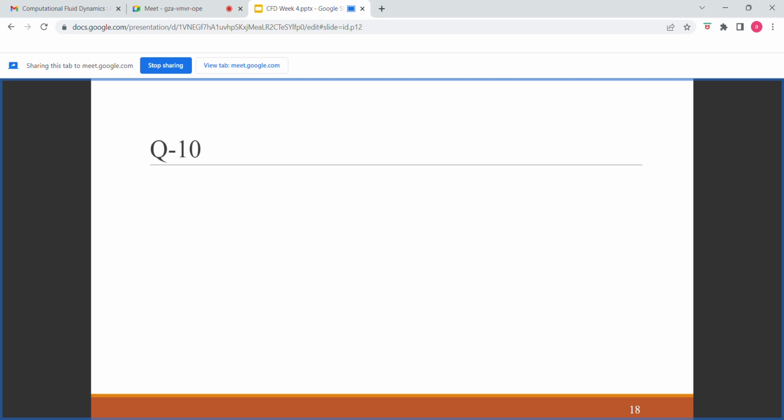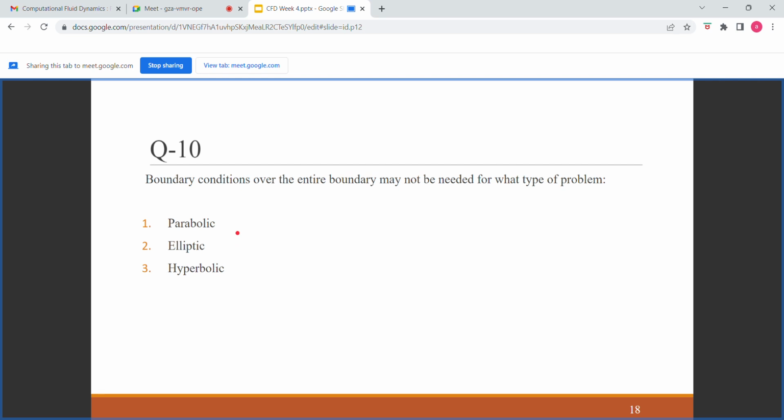In question 10, it is asked that boundary conditions over the entire boundary may not be needed for what type of problem? The options are parabolic, elliptic, hyperbolic, and none of the above. And the answer to this is option 3, hyperbolic. So we'll see how the answer is hyperbolic. Before seeing that, we'll see what are parabolic, elliptic, and hyperbolic.